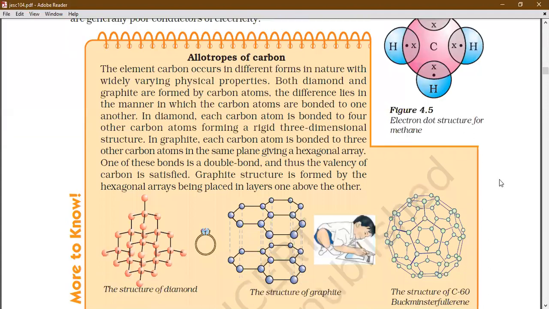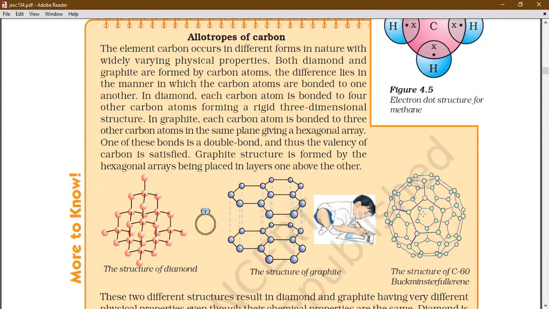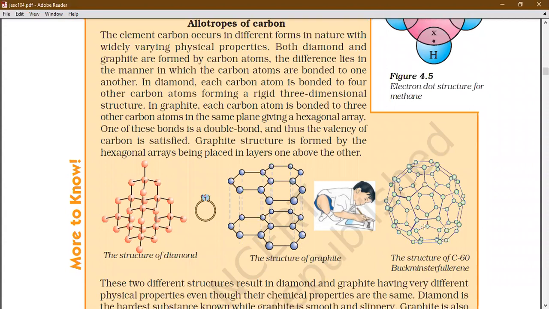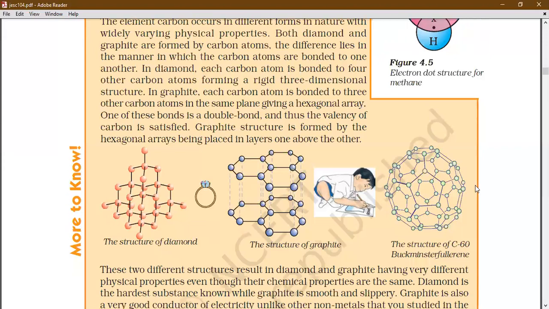Do you know? Allotropes of carbon. The element carbon occurs in different forms in nature with widely varying physical properties. Both diamond and graphite are formed by carbon atoms. The difference lies in the manner in which the carbon atoms are bonded to one another. In diamond, each carbon atom is bonded to 4 other carbon atoms, forming a rigid 3-dimensional structure. In graphite, each carbon atom is bonded to 3 other carbon atoms in the same plane, giving a hexagonal array.